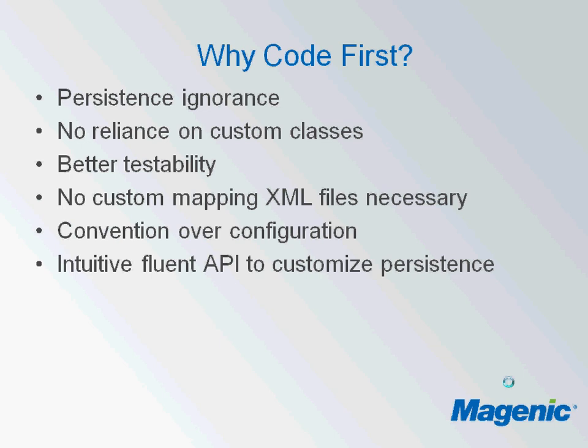So that's really what's called persistent ignorance. In other words, your POCO classes have no idea where they're going to be stored, nor they should. And all those smarts are pushed into the context, and we'll look at that in a little bit.